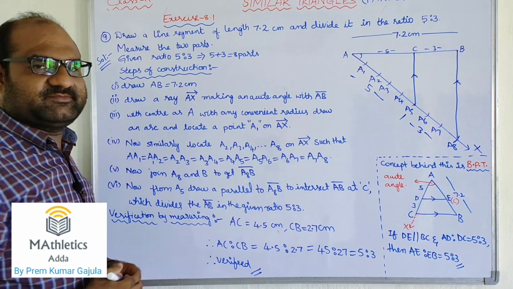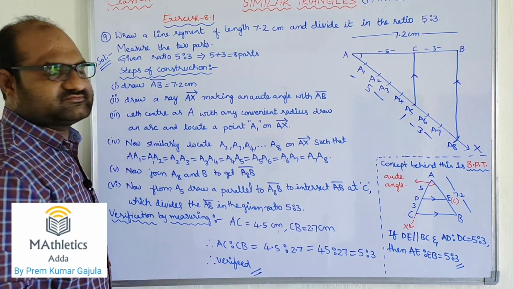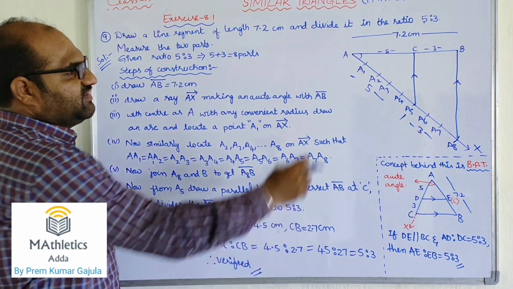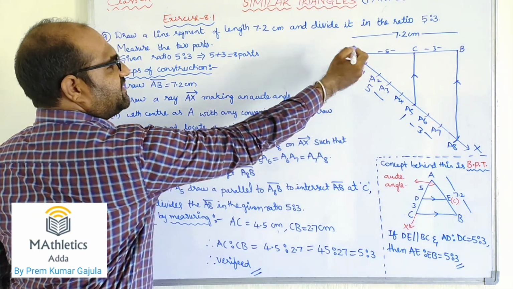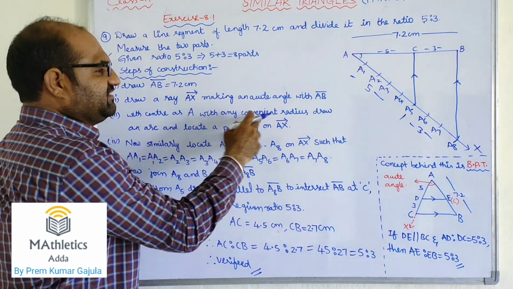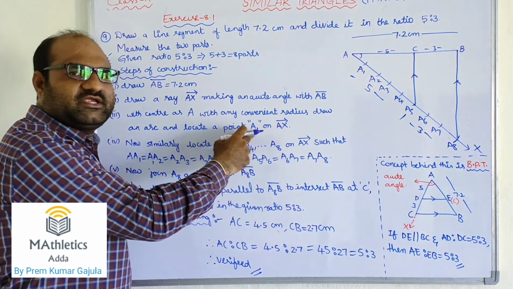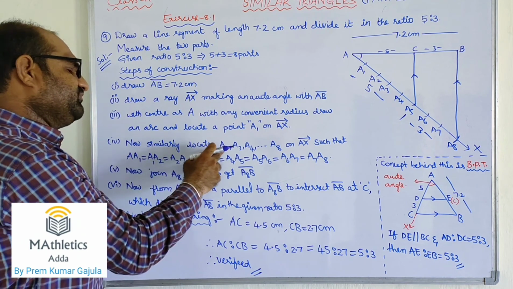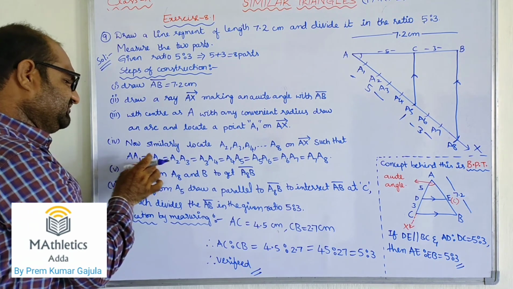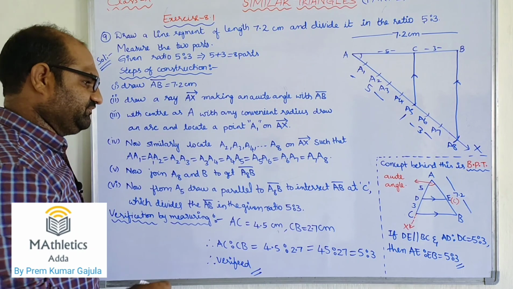Once again, let us look at the steps. First of all, we have to draw the line segment AB of 7.2 centimeters. Next step, draw a ray AX making an acute angle with AB. Next, with center A and any convenient radius, draw an arc and locate the point A1 first. Then similarly A2, A3, A4 up to A8 on AX such that AA1 is equal to A1A2 is equal to A2A3. That means the distance between any two successive points must be the same.